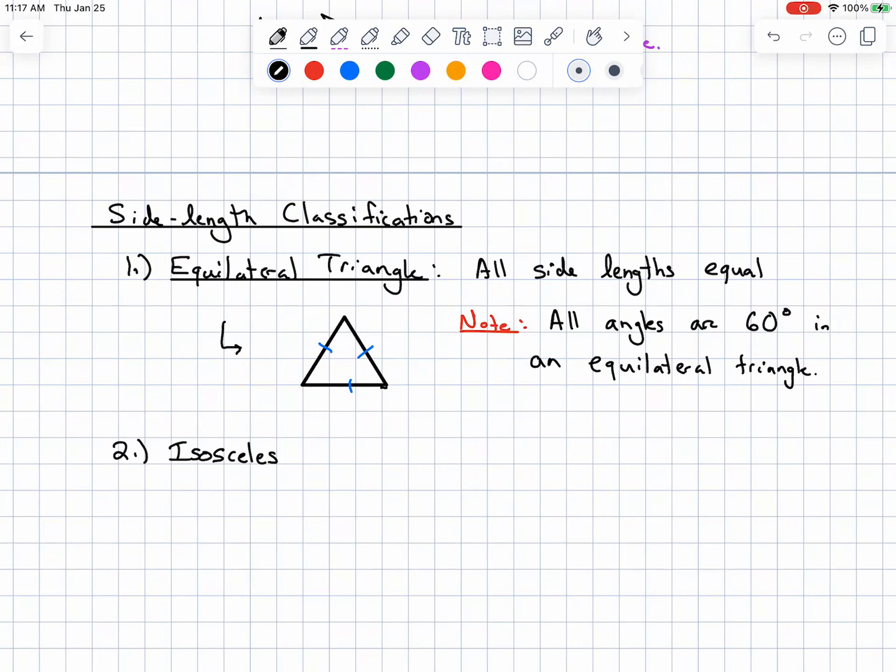But an isosceles triangle is a triangle with at least two sides of equal length.